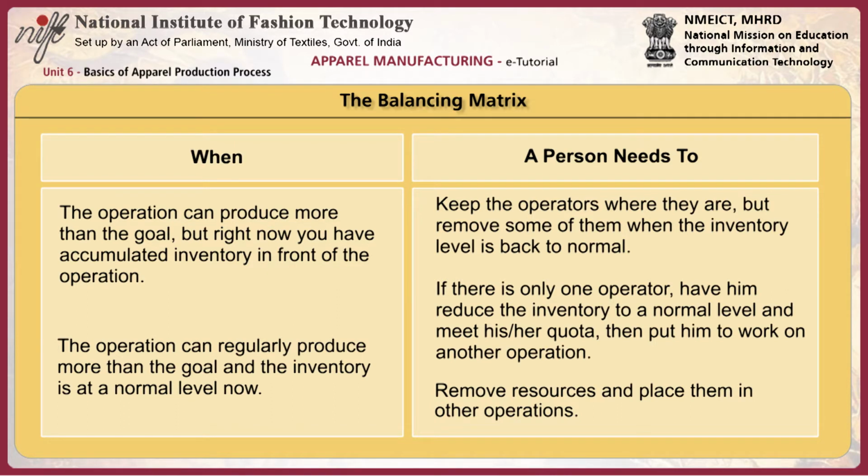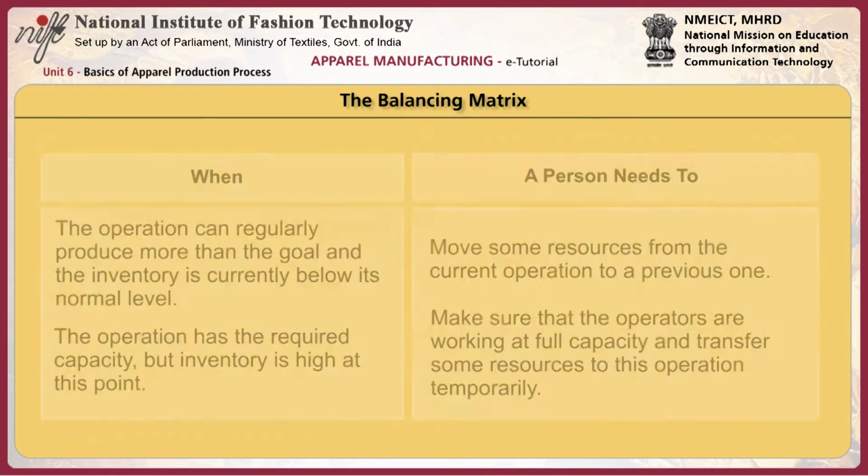When the operation can regularly produce more than the goal and the inventory is at a normal level now, remove resources and place them in other operations.